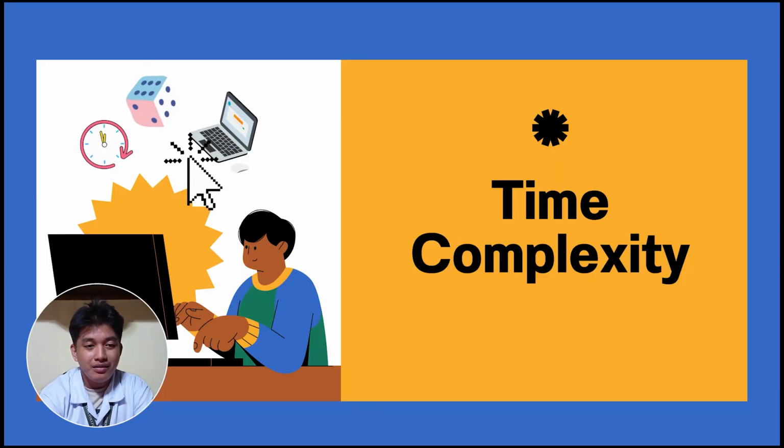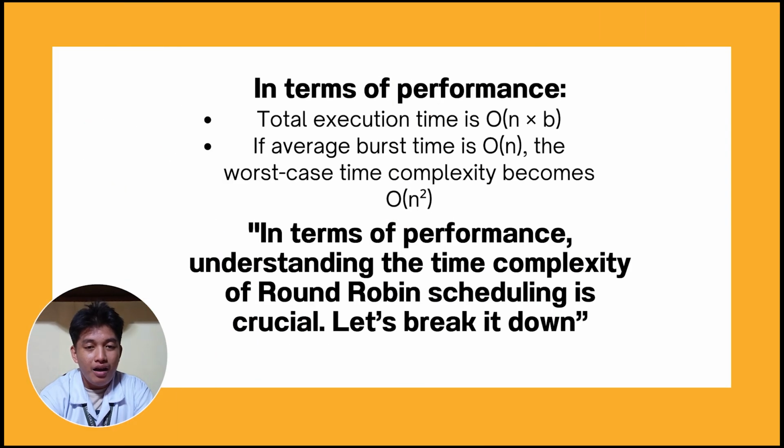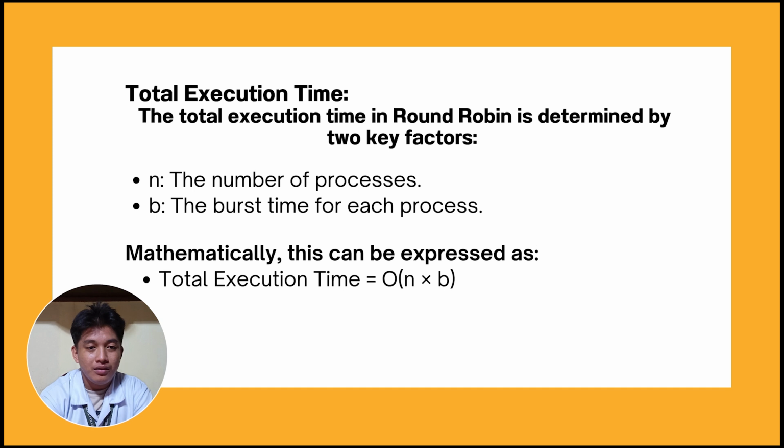Time complexity. In terms of performance, understanding the time complexity of round robin scheduling is crucial. Let's break it down. Total execution time. The total execution time in round robin is determined by two key factors: N, the number of processes, and B, the burst time of each process. Mathematically, this can be expressed as total execution time O(N times B).